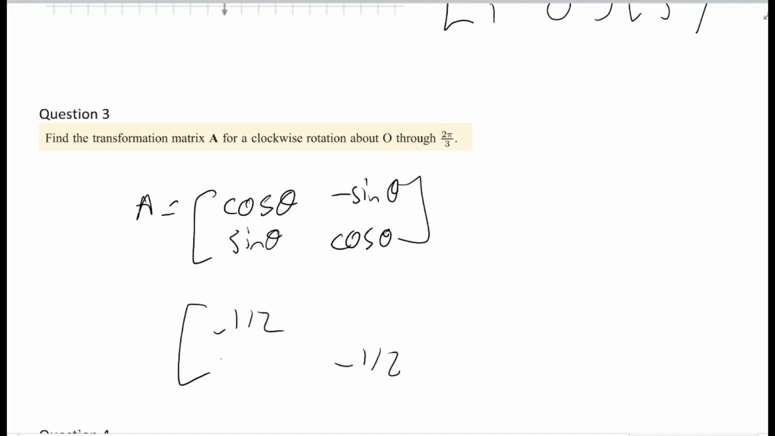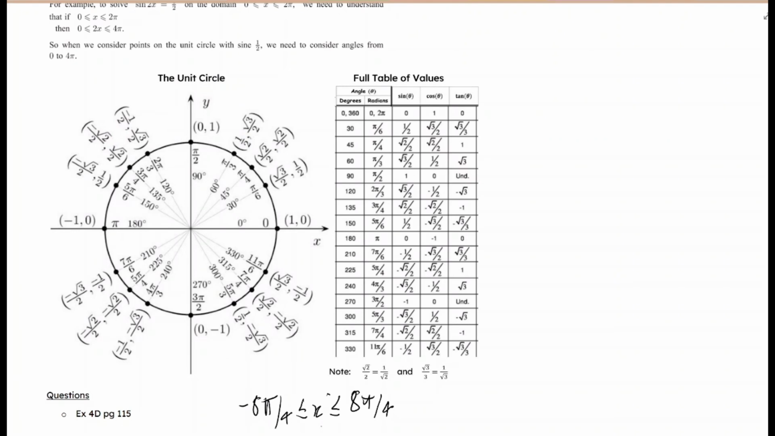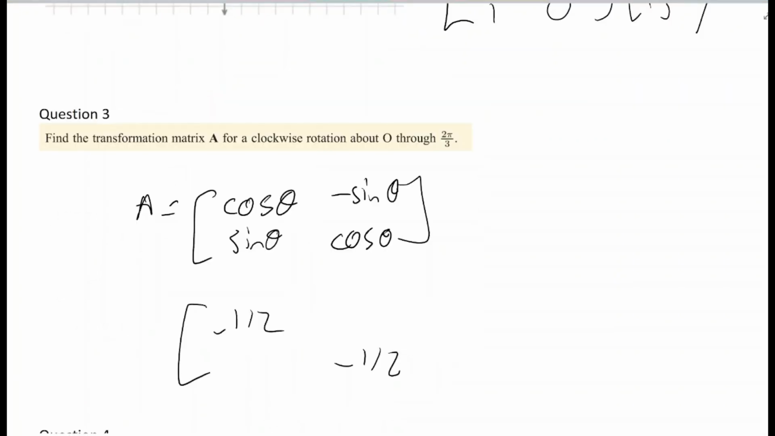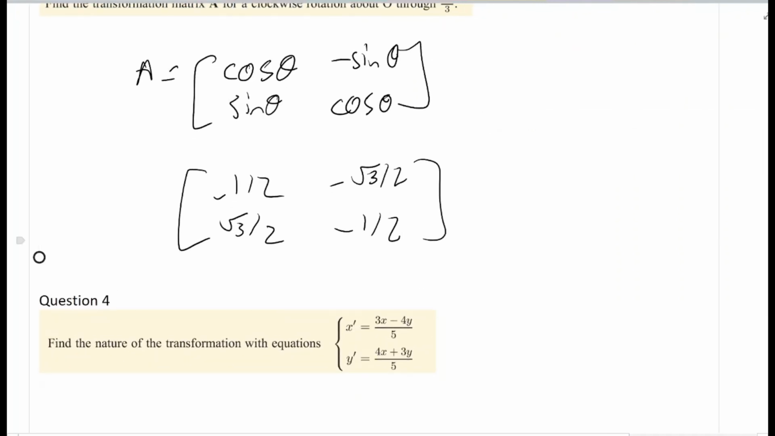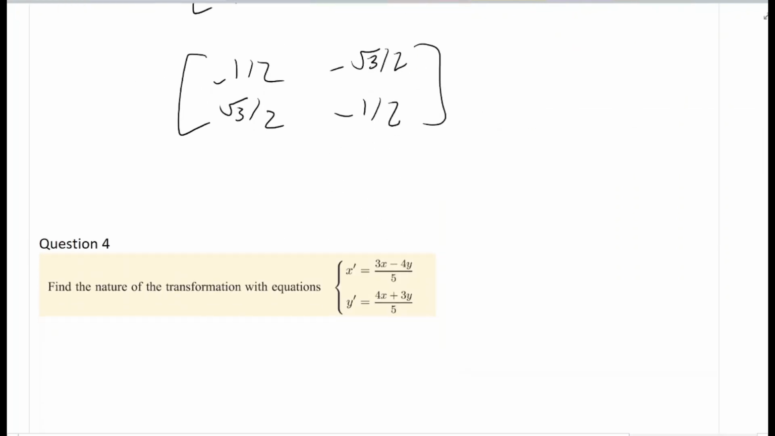And that's going to be, I think sine was minus √3 over 2, wasn't it? No, it's positive √3 over 2. So that's positive √3 over 2, and that sine goes negative. So that is our rotation matrix by essentially 120 degrees. If you were to times that by a point, you would get the new point.